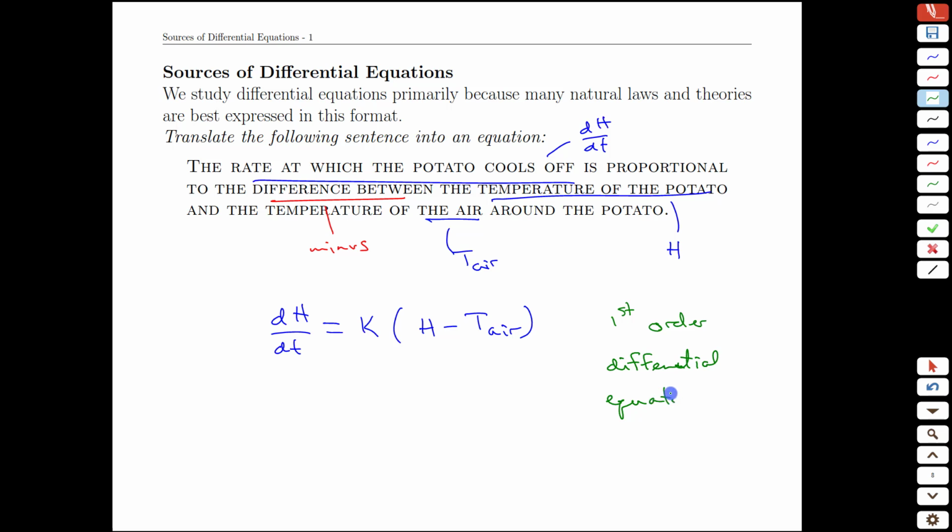Simply by expressing what we think drives temperature change, the fact that a potato is hotter than the air around it, and that difference has something to do with how quickly it's going to cool down, we end up with an equation that has a derivative in it, and our goal would be to predict the function H of t, which is the temperature of the potato over time. So we have an equation, and that would be our solution, H of t.